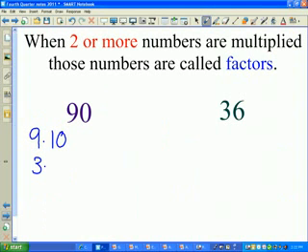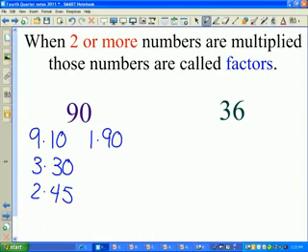Some students told me 9 times 10. Some will tell me 3 times 30. Also, I had 2 times 45. Some were clever enough to tell me 1 times 90. And all these are reversible, so if you think 10 times 9, that's the same thing. And let's say 5 times 18. There's probably a couple more, but we just basically got these, and these are the factors for 90.